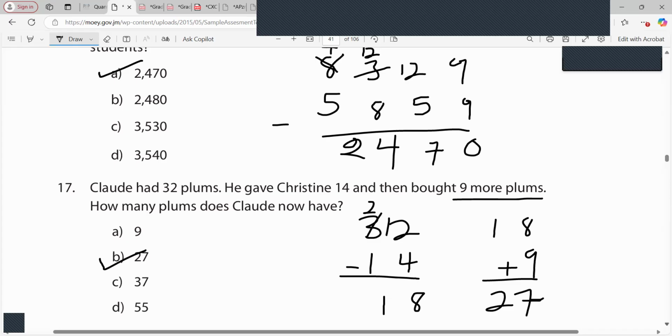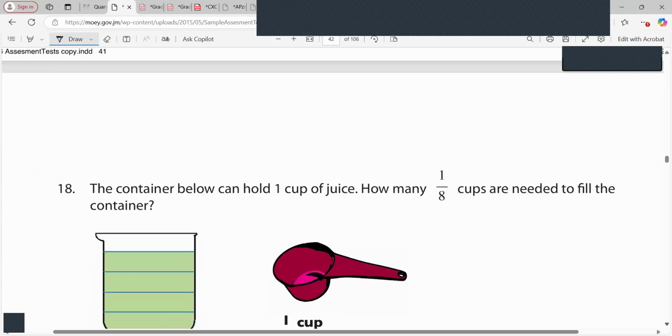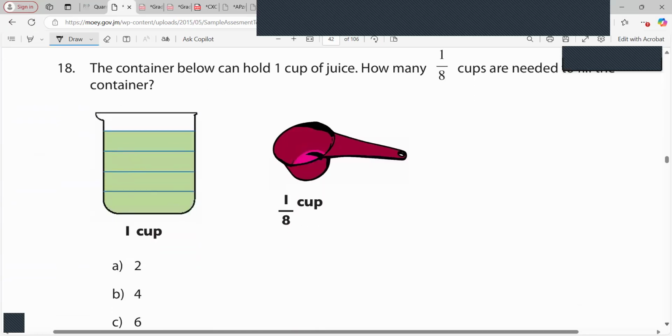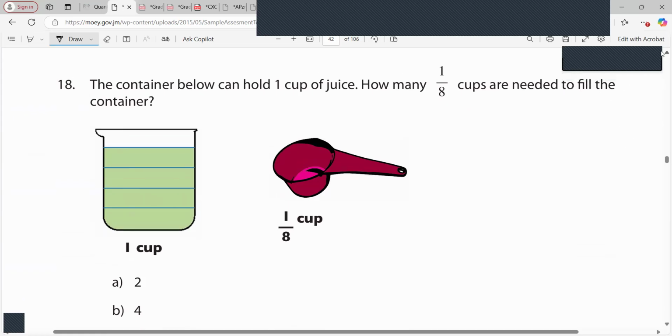Let's move on to number 18. The container below can hold 1 cup of juice. How many 1/8 cups are needed to fill the container? Alright, so it can hold 1 cup of juice. How many 1/8? So we have 1, 2, 3, 4. So it's basically 4 of those.